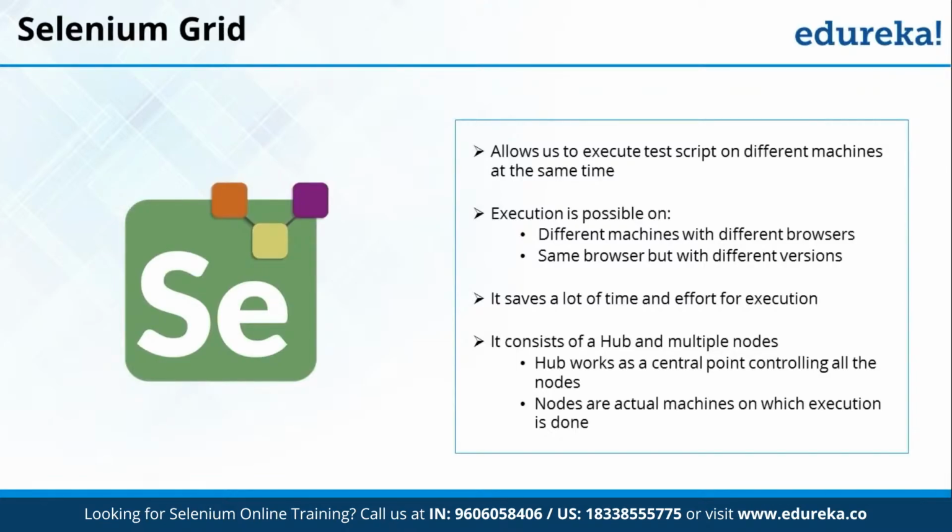That's obvious. If I'm able to run my test cases in parallel on different machines, then I'm saving a lot of time. It consists of a hub and multiple nodes. That's the point to understand. The hub works as a central point controlling all the nodes. Nodes are the actual machines on which execution is done. So if you read this point, you'll get to know that hub and node are actually the systems, and these systems comprise Selenium Grid. The hub will be your parent PC, which will be controlling all the child systems, and your child systems are nothing but nodes.